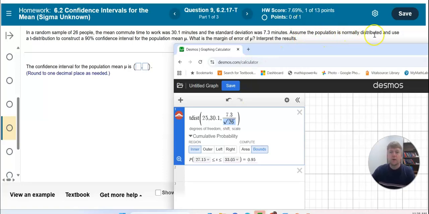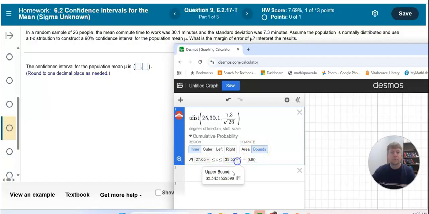All right, assuming the population is normally distributed, that's important because the central limit theorem says we need a sample size of 30 or more to be normally distributed, and since we didn't have that, we need this assumption of normality to begin with. And a 90% confidence interval, that's the last thing I'll have to change down here, to 90. So make sure you have bounds here, not area.